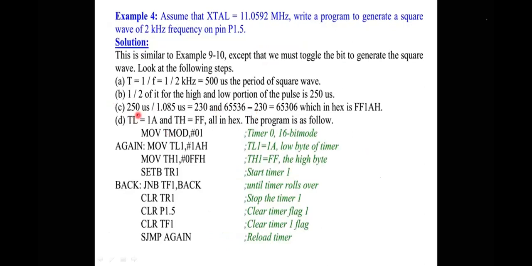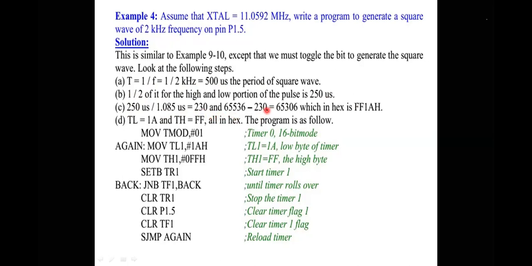Same thing here, I have to generate the TH1 and TL1 values. Given the frequency 2 kilohertz, 1 by 2 kilohertz means 500 microseconds. 500 microseconds is for the whole period, so you have to find the delay for the half period. You are getting 250 microseconds. 250 microseconds divided by 1.085 microseconds, you are getting the decimal value 230.